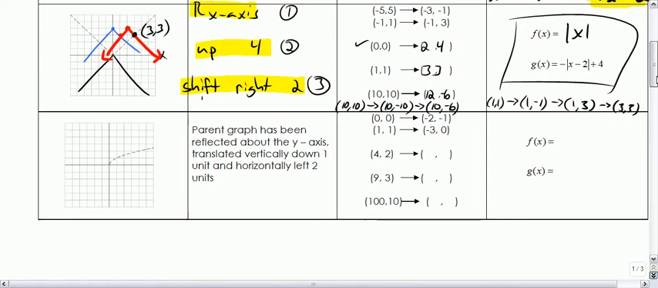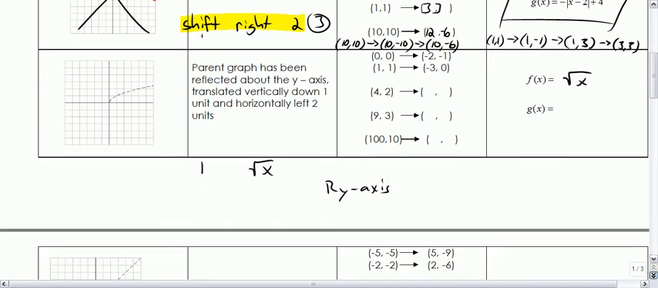Okay, next. The parent graph is the square root of x, reflected about the y-axis. So if I go square root of x and then reflect it across the y-axis, that says replace x with negative x. So it would be f of negative x equals the square root of negative x. And then I go down 1, so that says subtract 1. I'll do it from both sides.